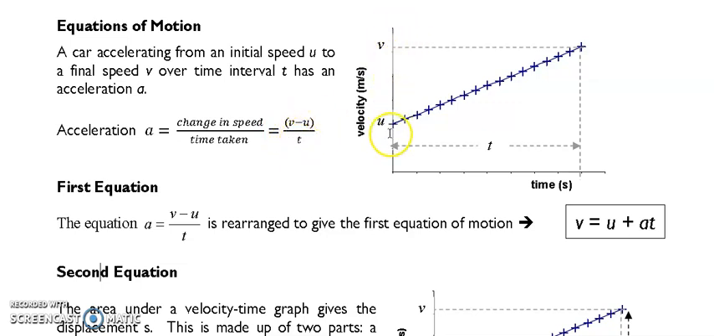And this is shown on the velocity time graph here. So we have an initial velocity of u, a final velocity of v, and the time taken is t. So this gives us the equation a equals v minus u divided by t. And if we rearrange this equation that we're all familiar with from National 5 to make v the subject, we get v equals u plus at. And this is our first equation of motion.